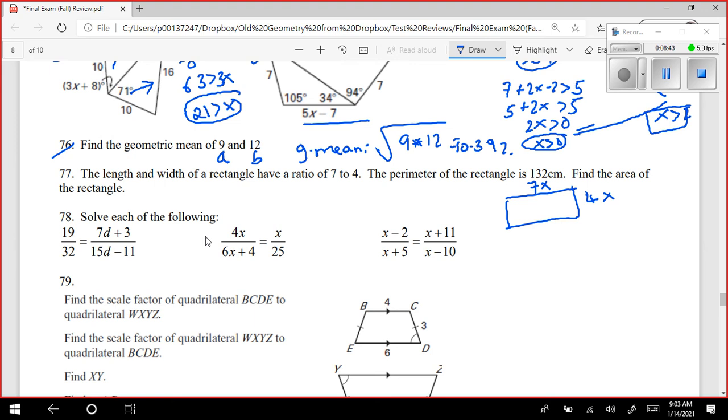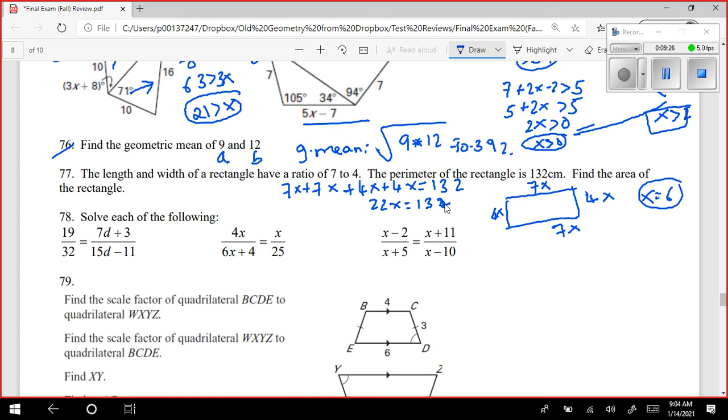But I have the perimeter. Perimeter is the sum of all four sides. So if it's a rectangle, this also will be 4x and this is also 7x. So you'll have 7x plus 7x plus 4x plus 4x equals 132, and then you're solving for x. Okay. 7x plus 7x is 14, 14 plus 4 is 18, 18 plus 4 is 22. So 22x equals 132, and 132 divided by 22 is nothing but 6. So you'll have x equals 6.